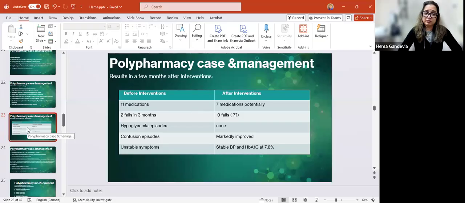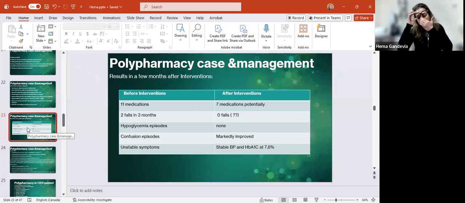And hypoglycemia episodes were reported by the patient before the intervention. After intervention, hopefully there's going to be none or maybe very minimal. Confusion episodes were present before the intervention, and hopefully with the discontinuation of the benzo and the diphenhydramine, the episodes should significantly reduce, and she should have marked improvement in her cognitive abilities.